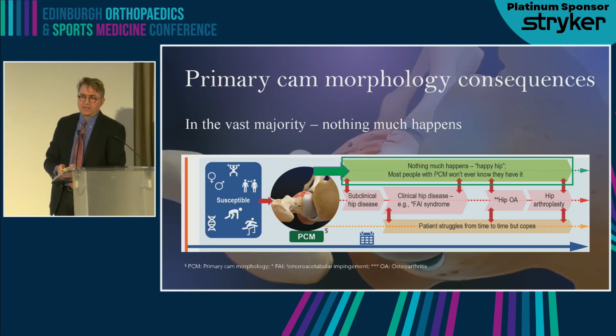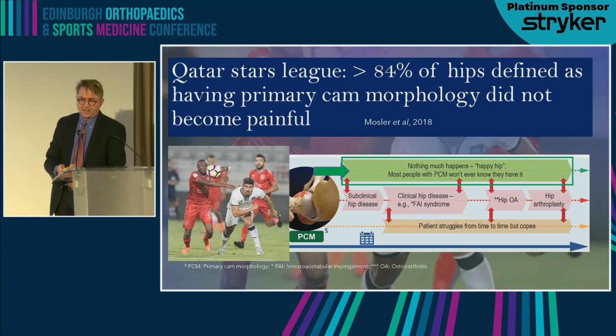Now, what are the possible consequences of primary cam morphology? And we want to argue that in the vast majority of athletes, nothing much happens. They will continue to perform with their happy hips, and in fact, the vast majority will never know that they have this morphology. And this was, in a way, demonstrated by Andrea Mosler in her study in the Qatar Stars League 2-year prospective cohort study. 84% of hips defined as having primary cam morphology never became painful over the 2-year period.